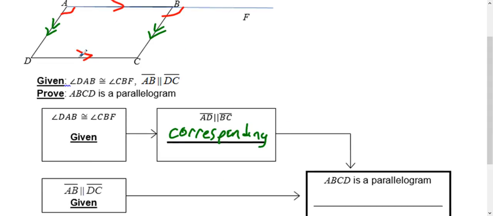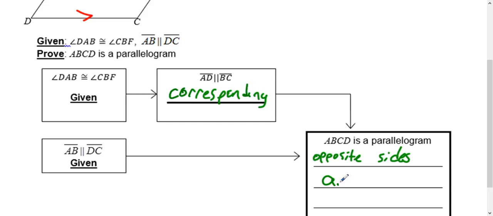Now we have the top and the bottom are parallel, the left and the right are parallel. So ABCD is a parallelogram because opposite sides are parallel. That's it.